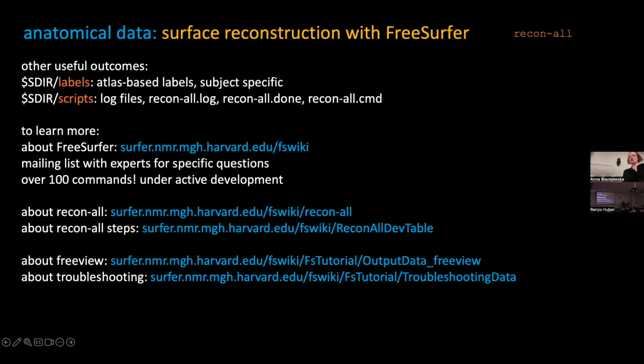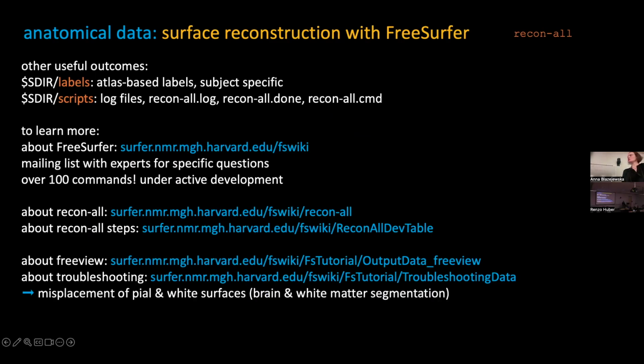And I actually stole 2 videos from them that I'm going to show you in a second that will illustrate how we can correct problems that we often see in our high-resolution data, which is misplacement of the pial surface and white matter surface, which are due to the errors in the segmentation that has also been talked about quite a bit in the break.